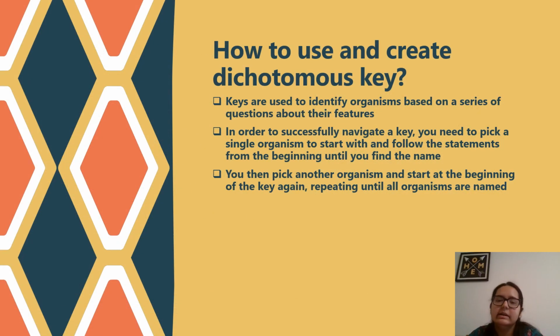Now, how to use and create a dichotomous key. This is a very important point in the IGCSE examination, as a dichotomous key usually comes for a 3 to 4 mark question, in which a key is given and a number of organisms are given. At start, you need to pick one organism and follow the key and find the name of the organism, and you need to repeat it for all organisms until all the organisms are named.